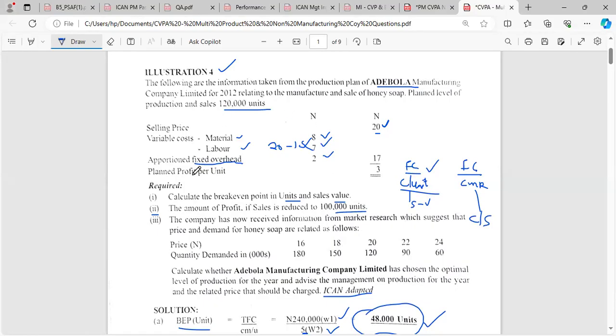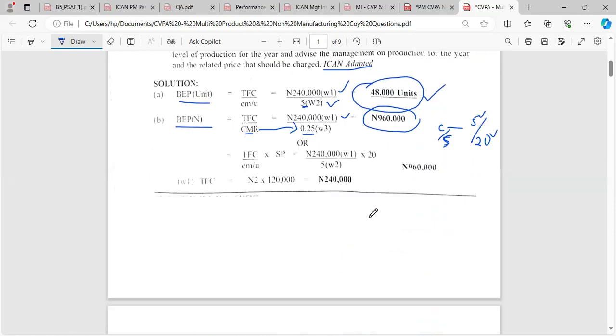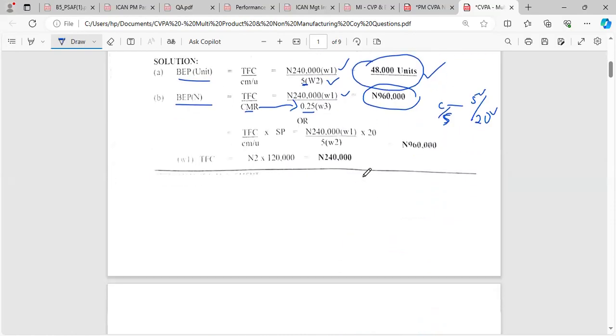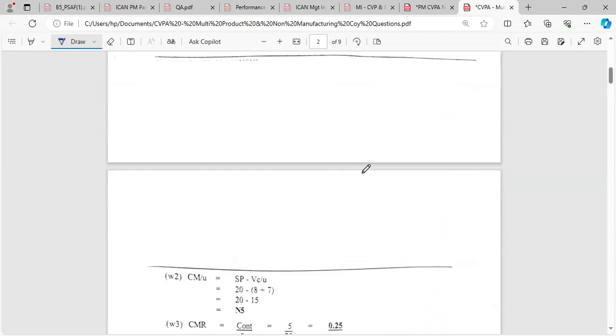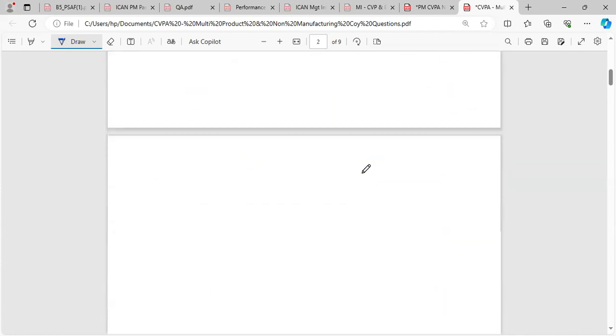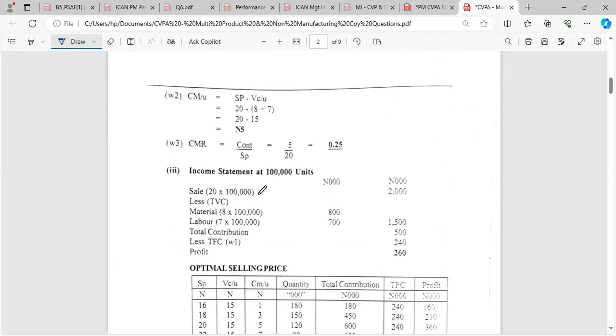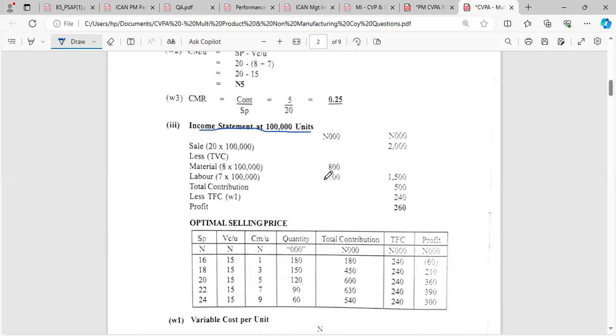So this is the profit you want to calculate. It's very simple. Just say selling price per unit, which is 20 naira, multiplied by 100,000 units. That's what they did here. Let's see what they did. Good, this is it here. Income statement at 100,000 units, to determine sales at 100,000 units.